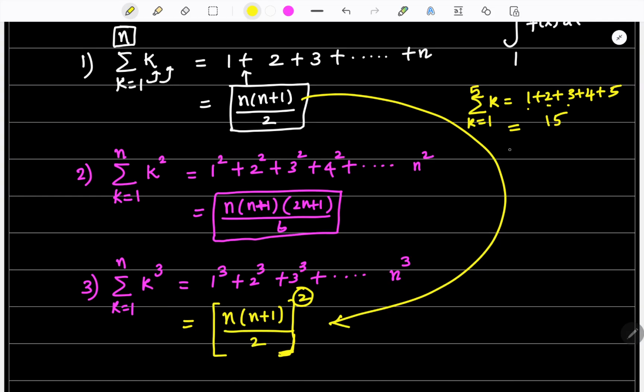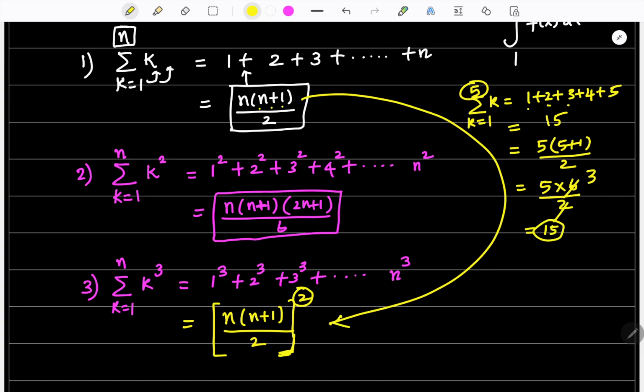But suppose I use the formula, what happens? What is your n? n is equal to 5. So 5 times 5 plus 1, divided by 2. This equals 5 times 6 divided by 2. This gets cancelled, and you're going to get the answer 15.